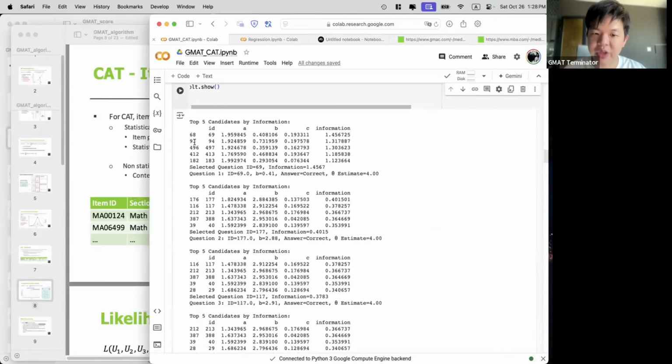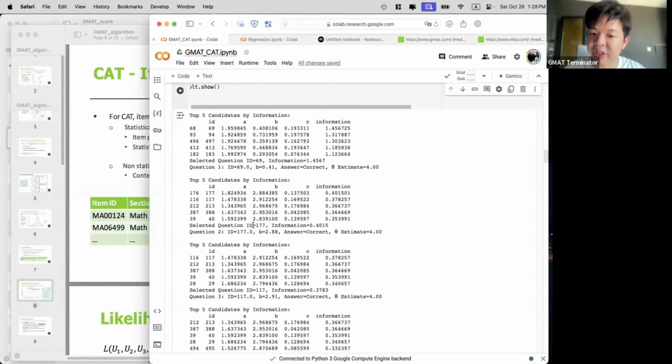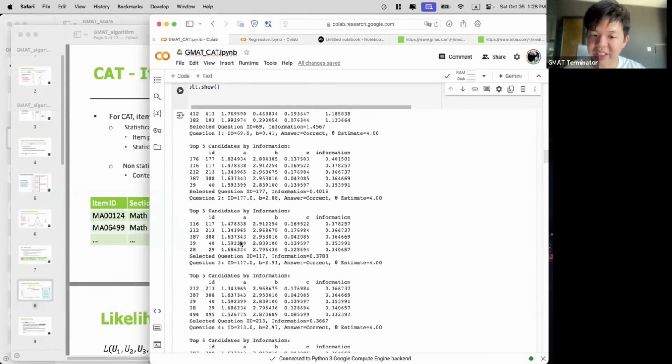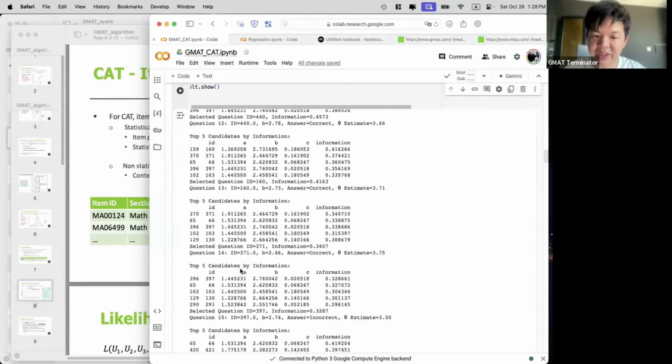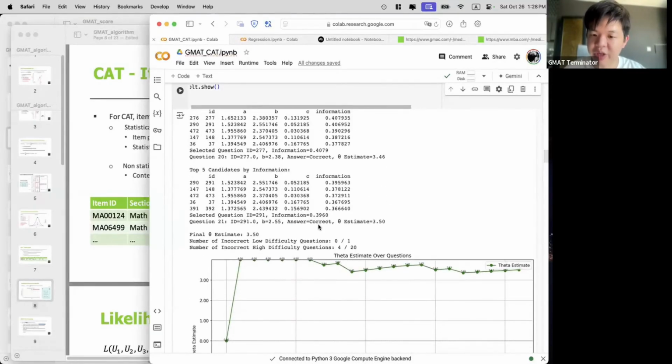In the program, for each question, it calculates which question has the highest information value based on your current theta value. And then it selects that question to test you. After you answer the question, whether you get it right or wrong, the system will immediately give you an updated estimate of your theta. Then, using this new theta estimate, it checks all the remaining questions in the question bank to see which one has the highest information value. It keeps running like this, question by question, until you finish the last question. The final estimate you get at the end is your final score.